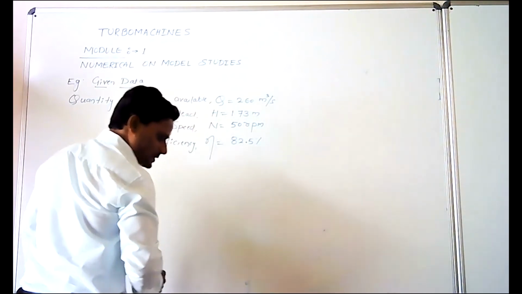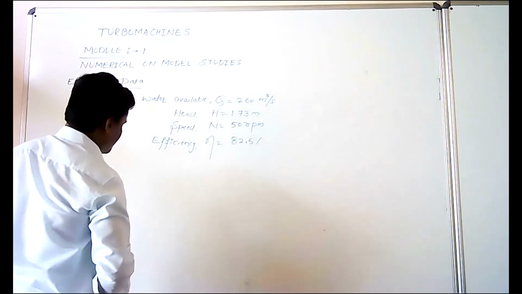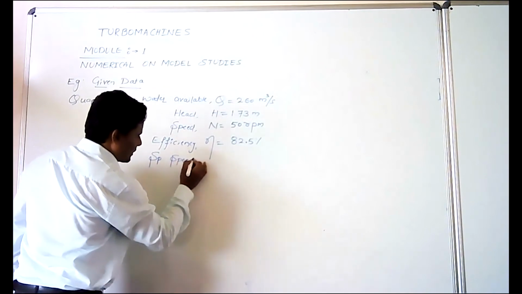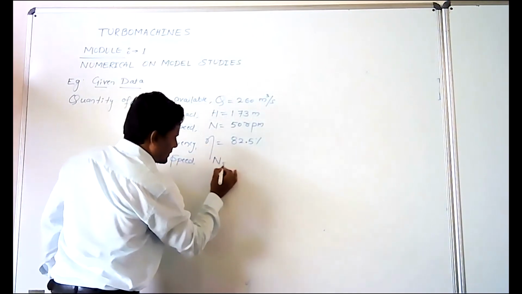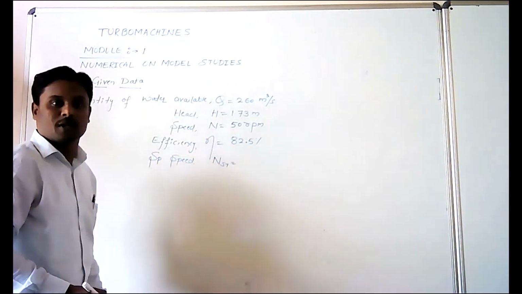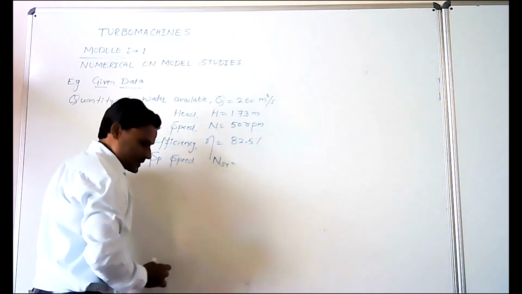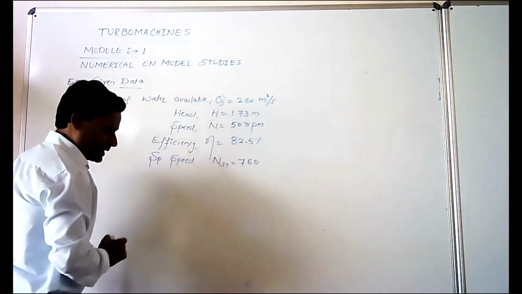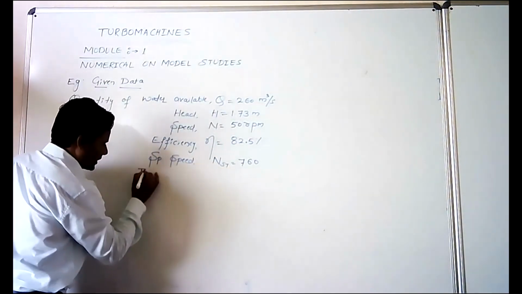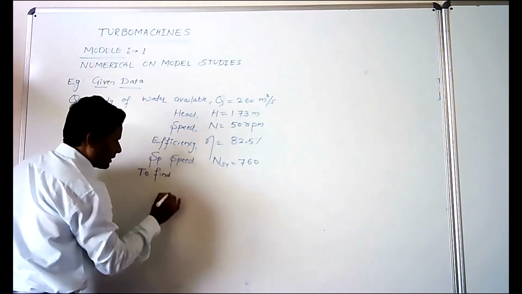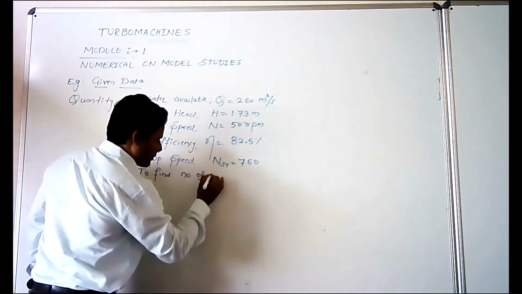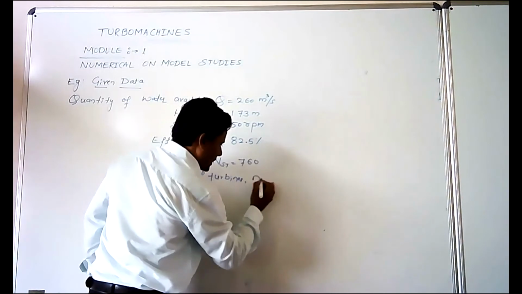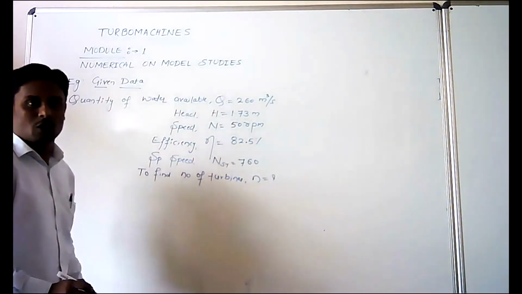So we have to find the number of turbines, assuming the specific speed to be given. He has given the value of specific speed. Since it is a turbine, we take N suffix ST equals 760. And what is to be calculated here? To find the number of turbines required, that is small n equals how much?